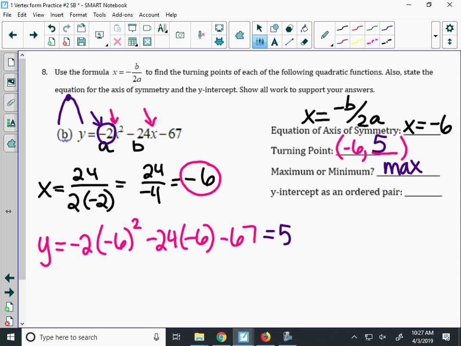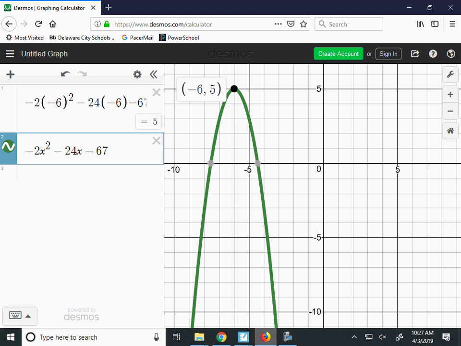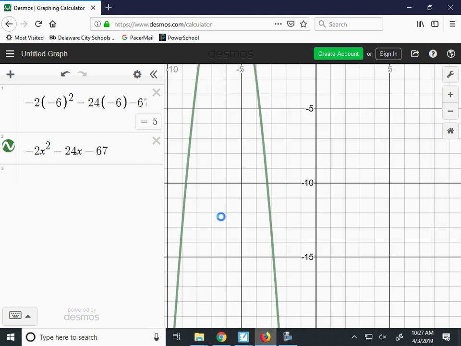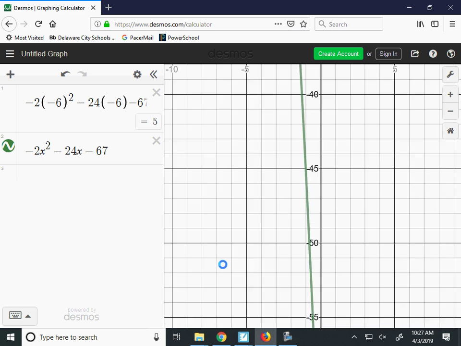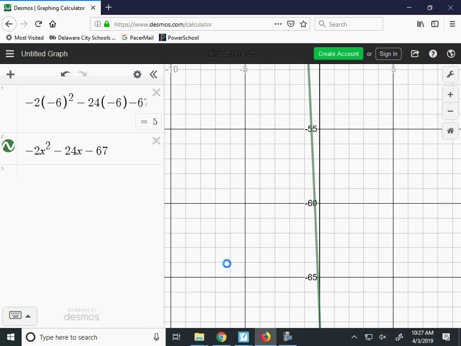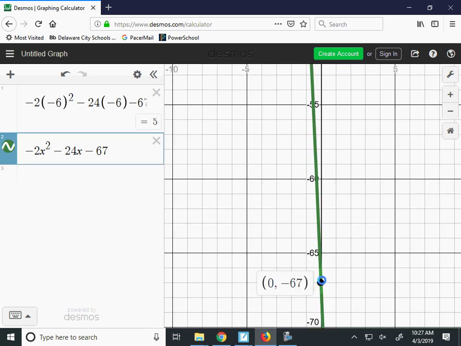Finally, what's the y-intercept? Well, we're on the equation, so let's look here. The y-intercept when you're in standard form only is the number on the end, negative 67. Two other ways you can do this. You can look at Desmos, look at the graph here. Now I'm going to have to scroll down a little bit to see the y-intercept. So I cross, but as I get closer, it looks like I cross down here at 0, negative 67.